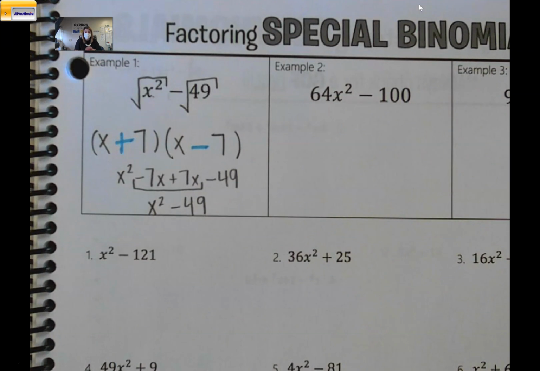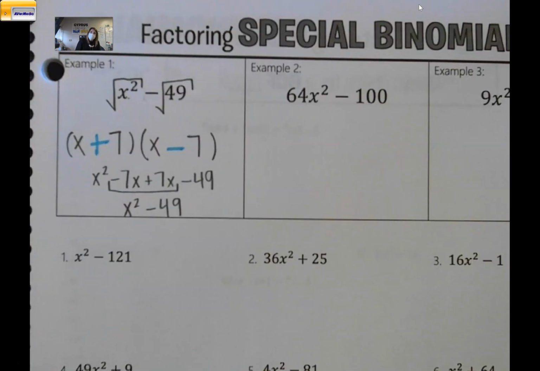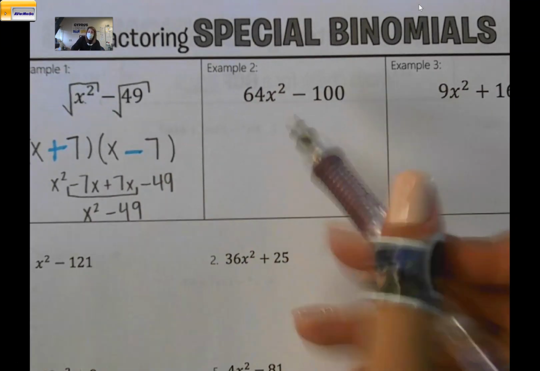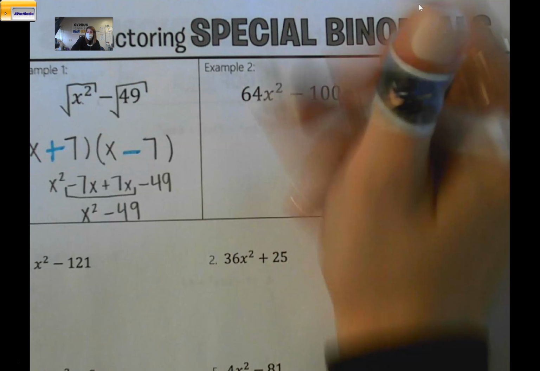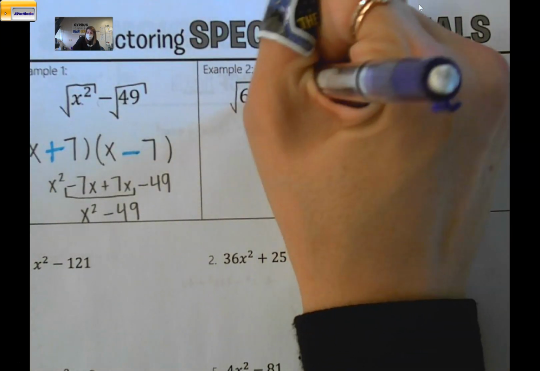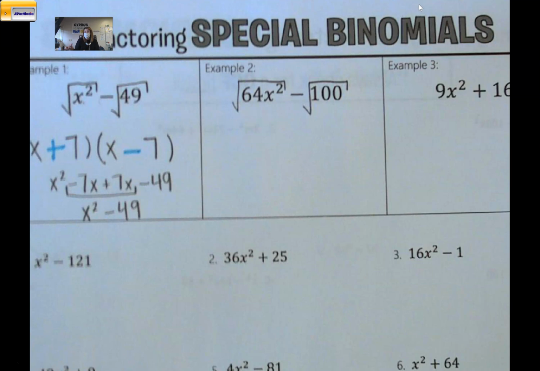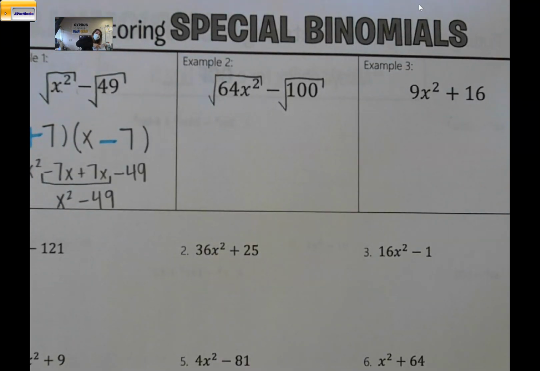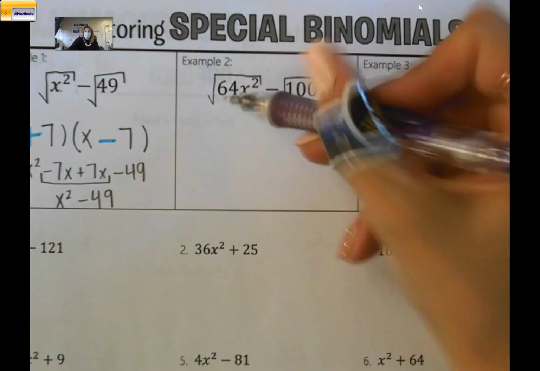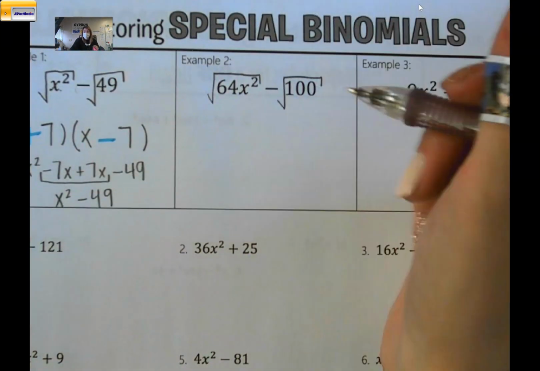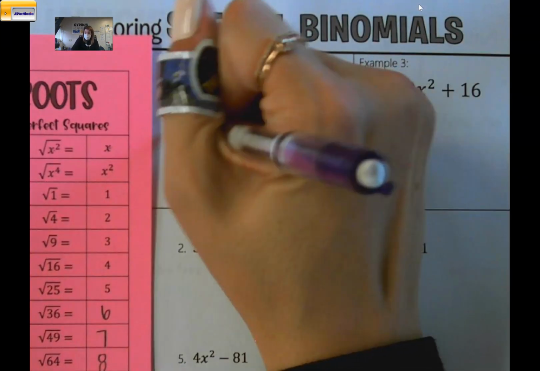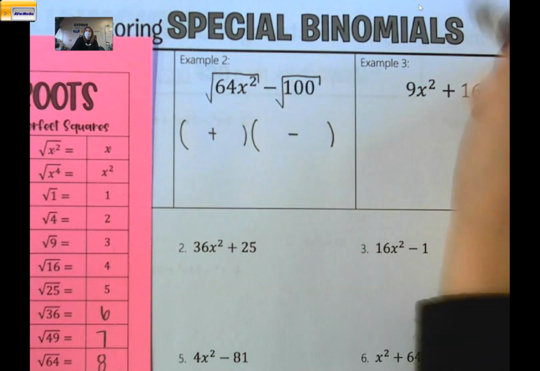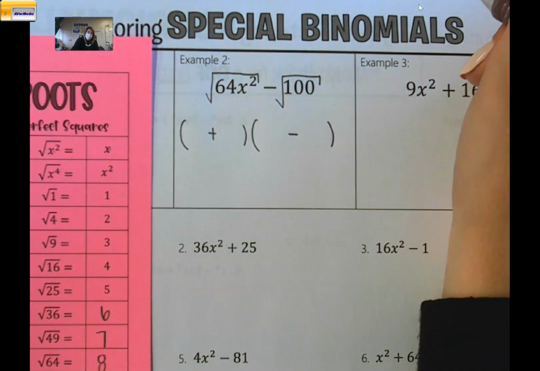Okay, example 2 is almost exactly the same. The only difference is now you have a number in your first term as well as a letter, but nothing changes. The process that you use does not change. You are going to root the first and the last term. Make sure you don't include that minus. Then I'm going to set up my binomials. And I could write plus and minus right now if I wanted to, because I know that that's going to be the same for all of these.